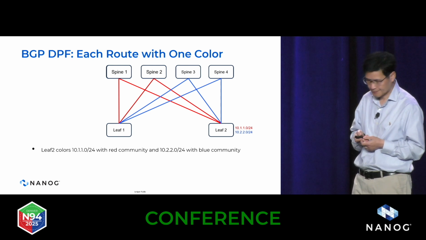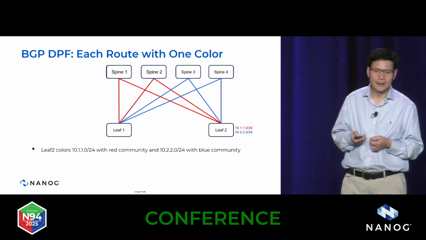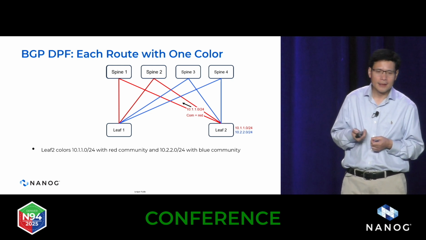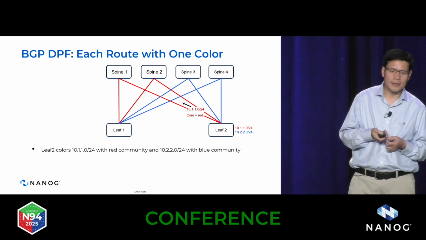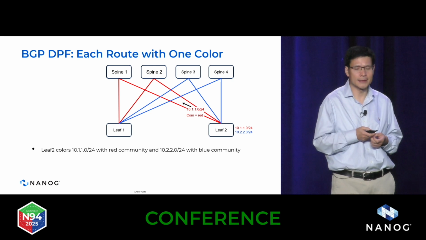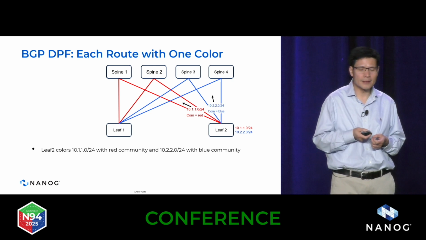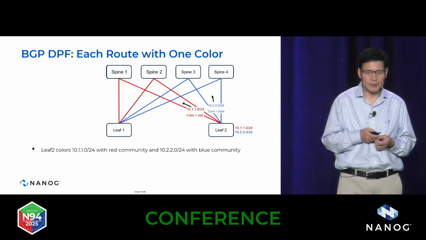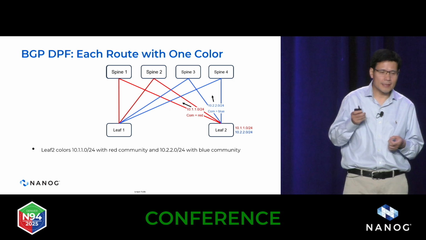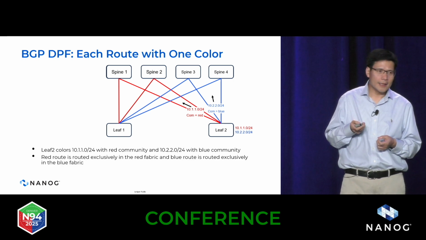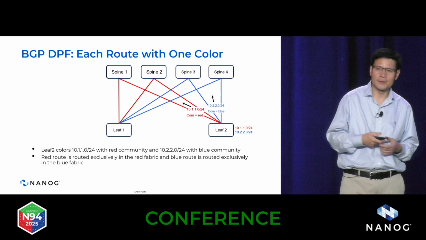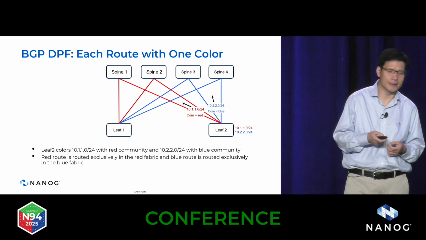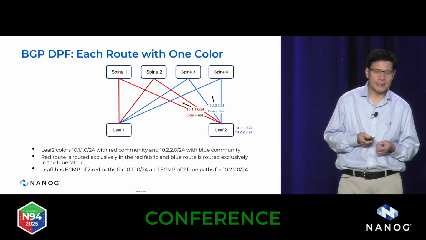Once the route is colored, leaf 2 would be advertising the red route over the two red sessions with the red color community. And it will also advertise the blue route over the two blue sessions with the blue color community. And once these routes are originated from those colored fabrics, they will be routed exclusively over this same colored fabric until they reach the ingress.